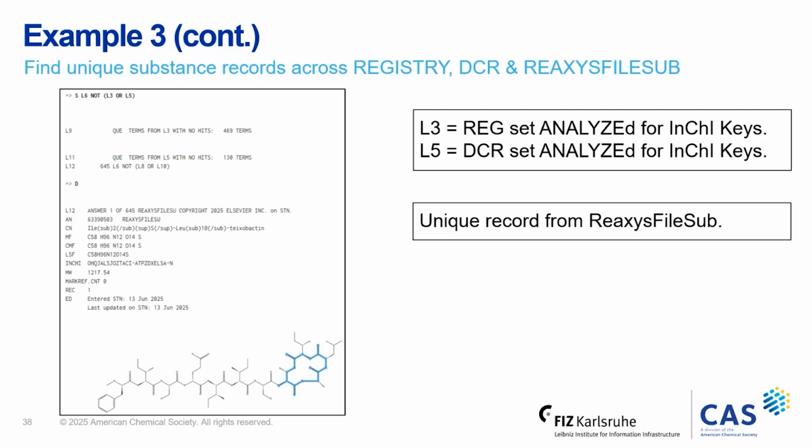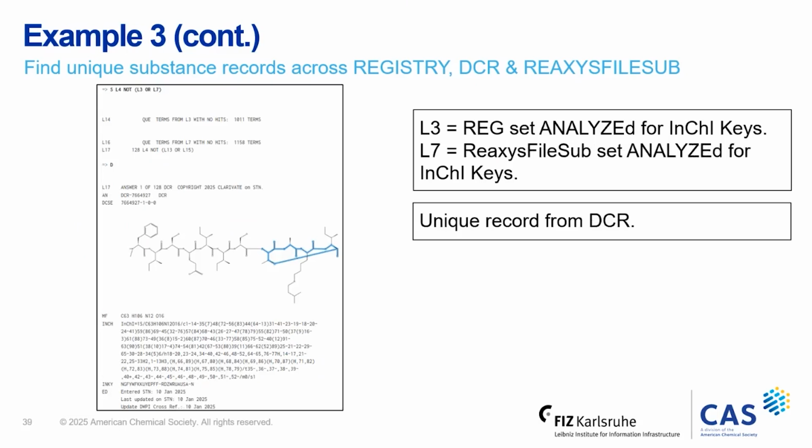Now, what I have are the substance records in ReaxysFileSub where there is not a corresponding substance record by way of InChIKey. I have to be careful how I say that, because when we get to the considerations, I'll explain that in a little more detail. But this is a unique record. Didn't see a substance record like this in CAS Registry. Did not see a substance record exactly like this in DCR. Unique hit.